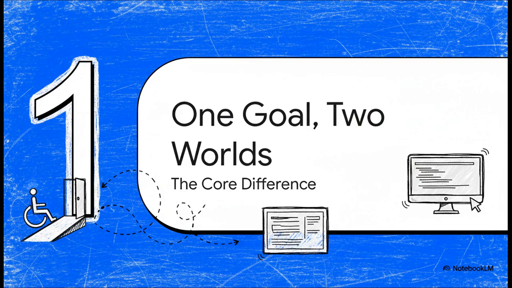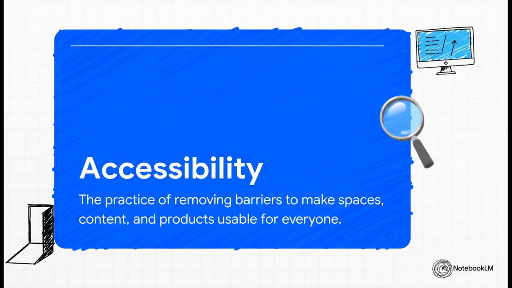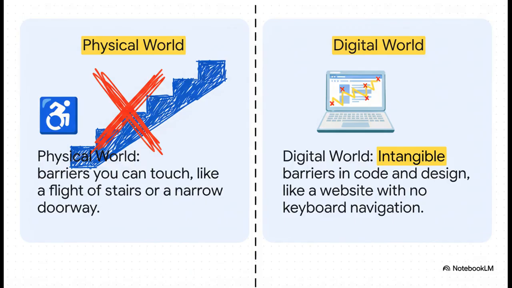Okay, so even though we're talking about two different worlds, physical and digital, they actually share the exact same goal, getting rid of barriers. The only thing that's different is what those barriers are made of. This is really the heart of it all. Accessibility isn't about making special fixes for a small group of people. Nope, it's about designing things from the very beginning so that literally everyone can use them, no matter what their abilities are. And here's where we see that key difference.